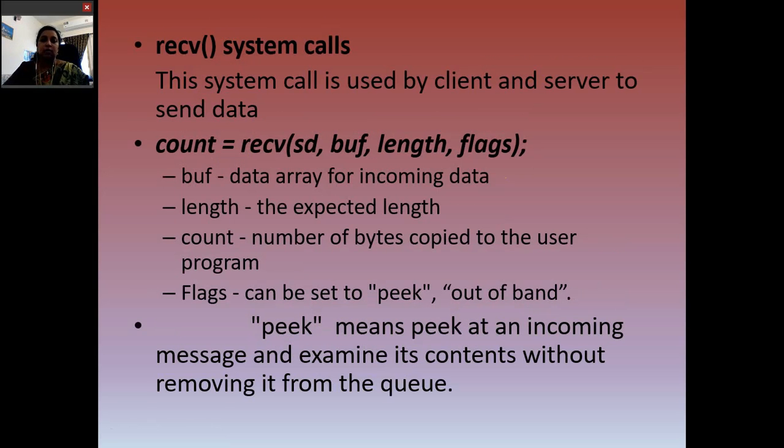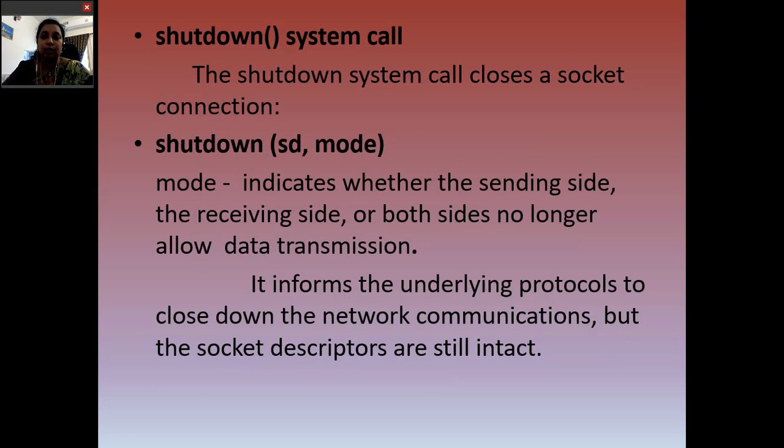Similarly, the receive system call takes a buffer, which defines where all this data can go and be stored, the expected length of the message, as well as the flag. When the flag is set to peek, it tries to examine the message without removing it from the queue. While it is in the queue itself, it examines and finds out the content, whether it has to be forwarded to someone, or it is a message received by the client for further processing.